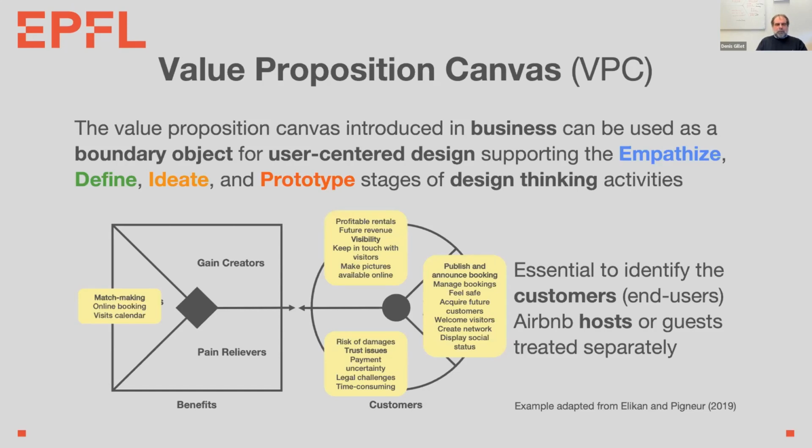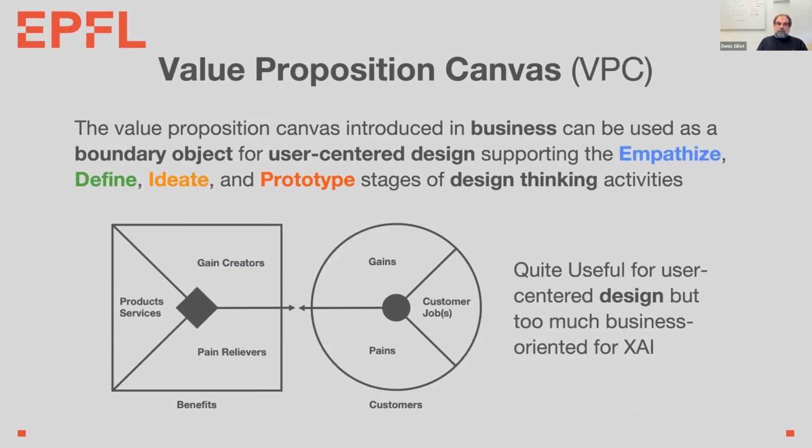For example, online booking as a solution. As pain reliever, they can verify ID and manage secure payment, which is fulfilling the pains of the user. And as gain creator, they obviously advertise the resources on the planet. So this scheme is very nice to design a new solution, but you might feel this is still far away from what you are trying to do in explainable AI.